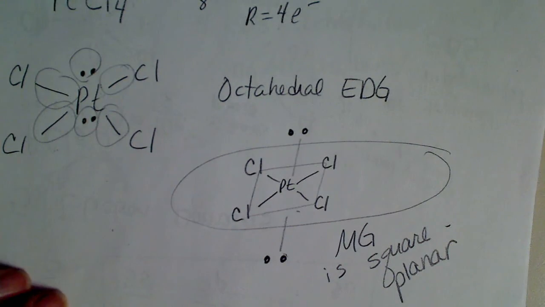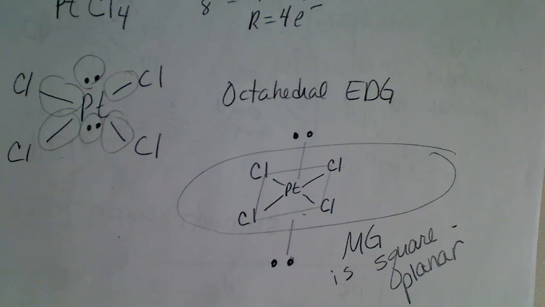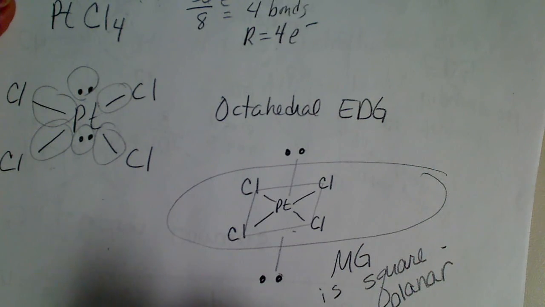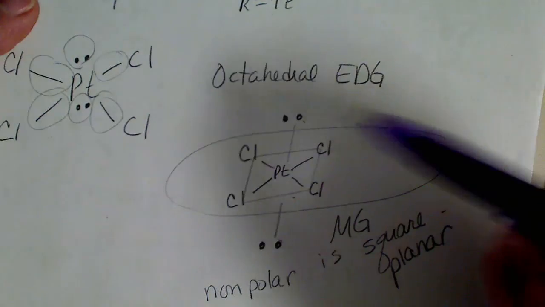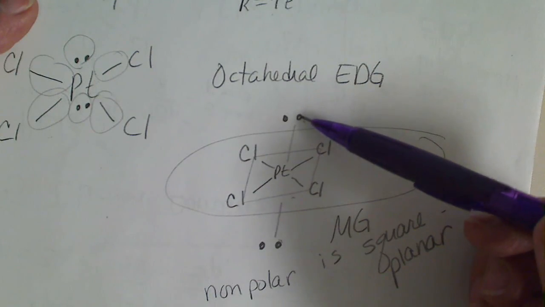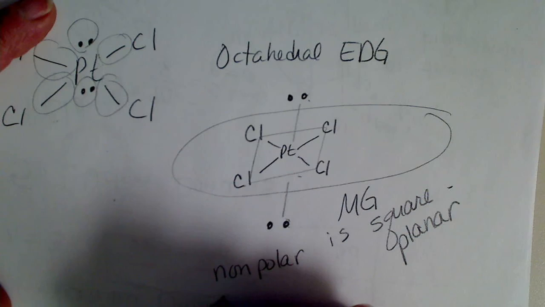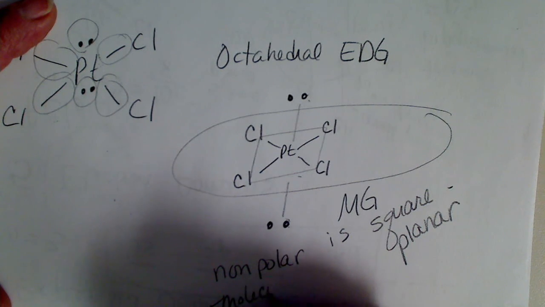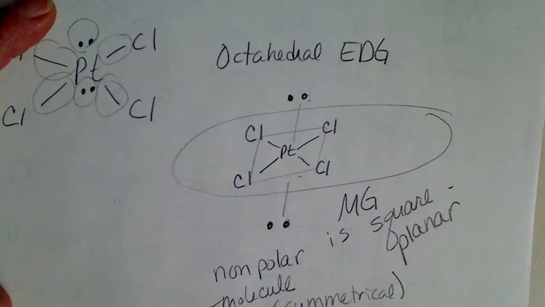I haven't discussed whether things are polar or non-polar on here. It gets a little tricky with the larger atoms, but here this would be non-polar. That may make some of you say, no, it's not. It's got lone pairs on the central atom. But in this case, the lone pairs really are exactly above and exactly below that platinum. So this is a non-polar molecule because it's very symmetrical. Okay.